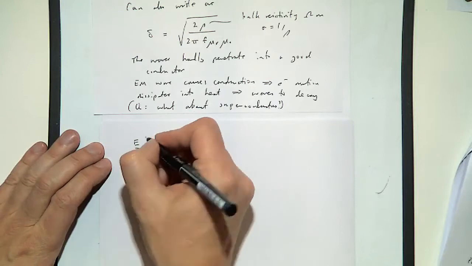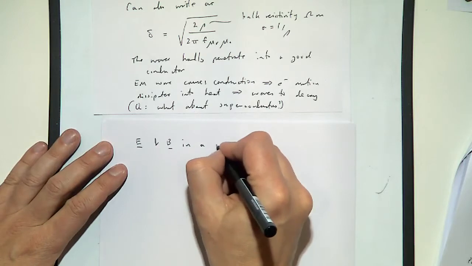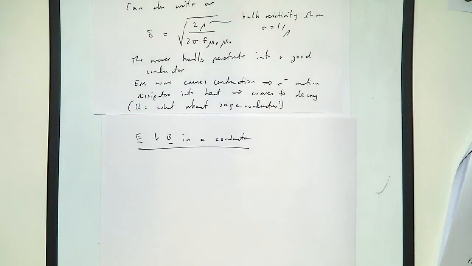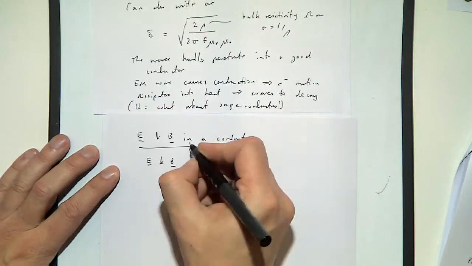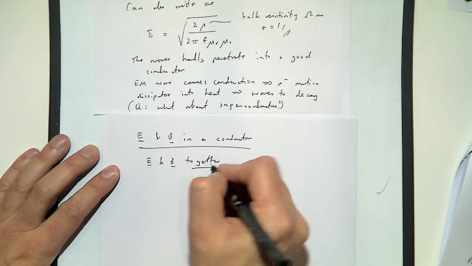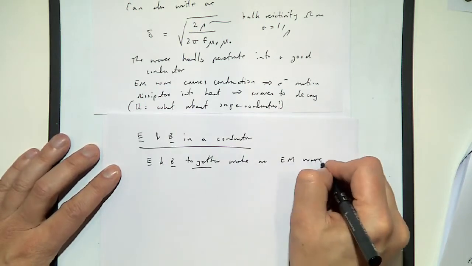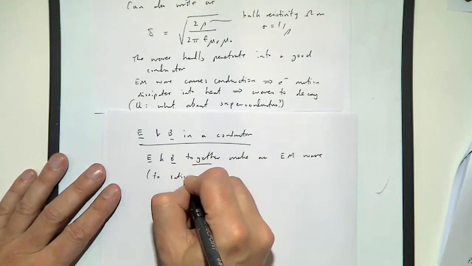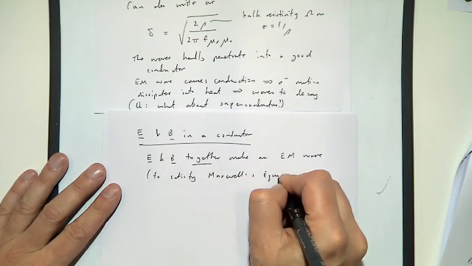So we should probably try to calculate it. So let's calculate, at least we'll start to calculate, the electric and magnetic field in this good conductor. Okay? So what we're going to do is we remind ourselves that it's E and B together, isn't it, that makes an EM wave. Okay? And they together must satisfy Maxwell's equations.